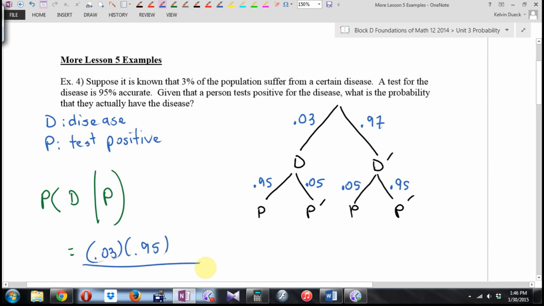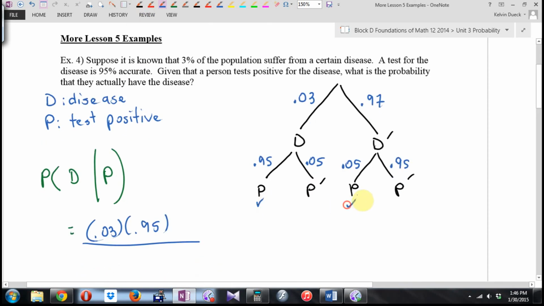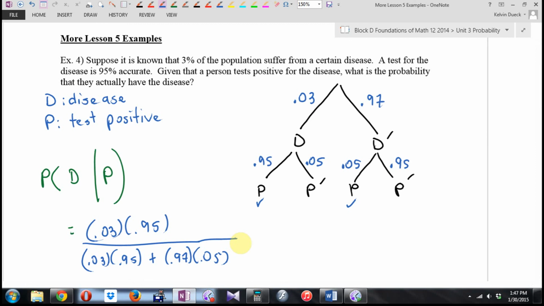Over the given one, any branch that ends in a positive, which is both of those. The bottom of the fraction is going to be 0.03 times 0.95 or 0.97 times 0.05. Is there more than one term on the bottom? Put the bottom in brackets. Crunch the numbers and get a very surprising answer.